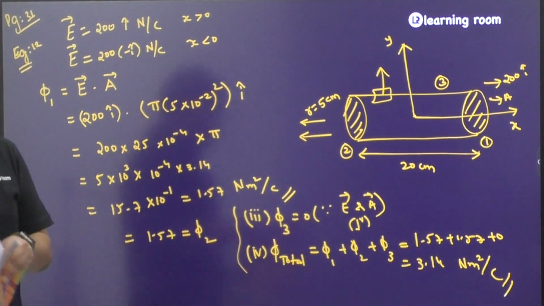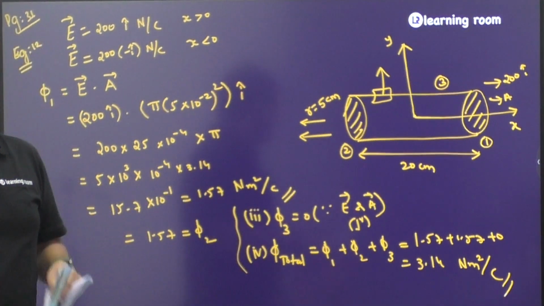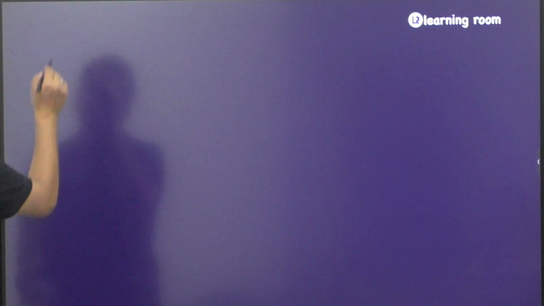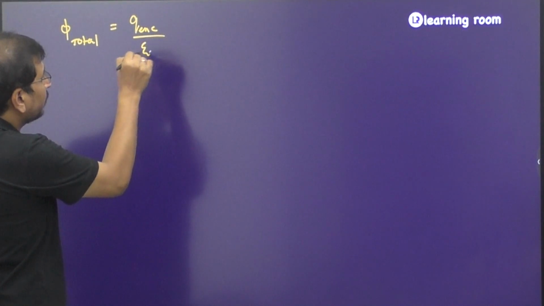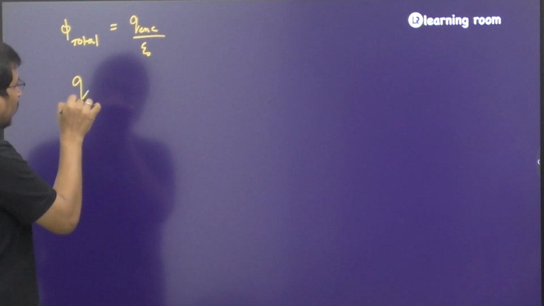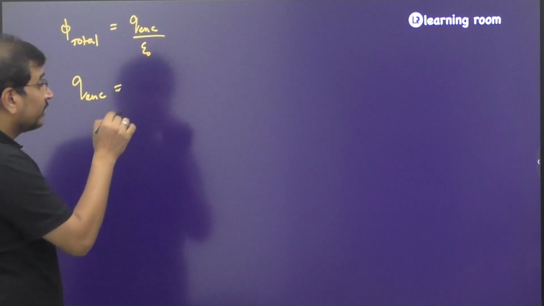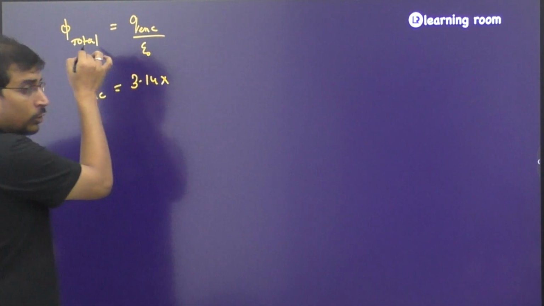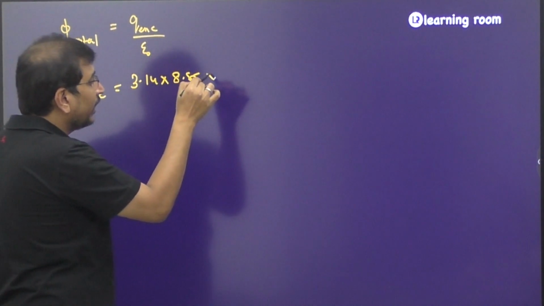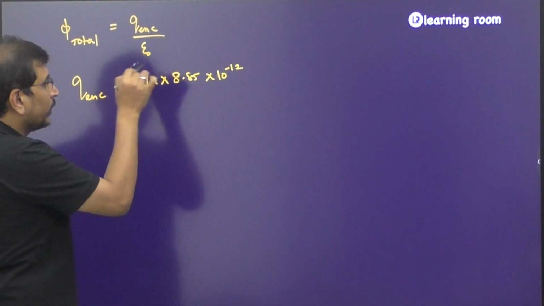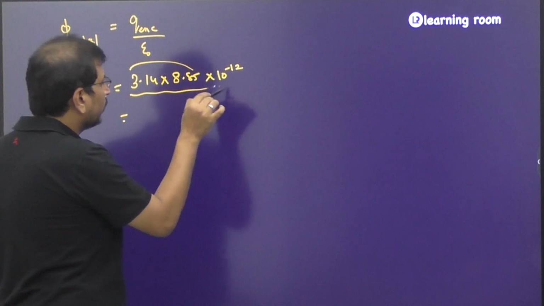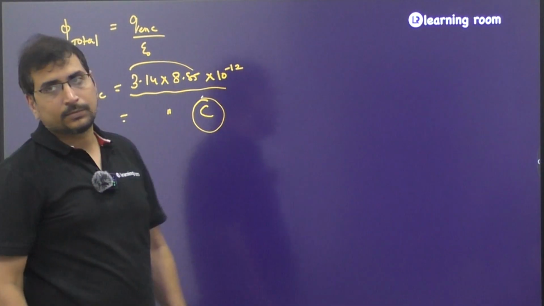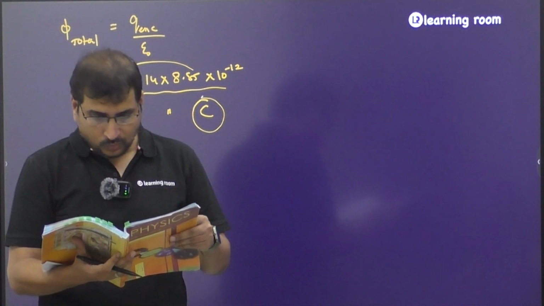And the last part that they are asking is, what is the net charge placed inside the cylinder? When you need the net charge, Gauss law states the total flux is equal to the charge enclosed divided by epsilon naught. So what is the value of charge enclosed? Total flux, that is 3.14, into epsilon naught, which is 8.85 into 10 power minus 12. When you multiply both, that gives you the answer, so those many coulombs will be the answer. Am I clear with this?